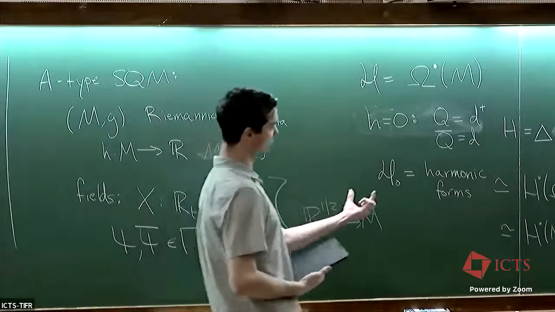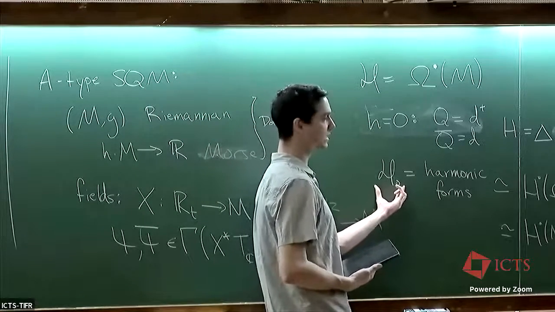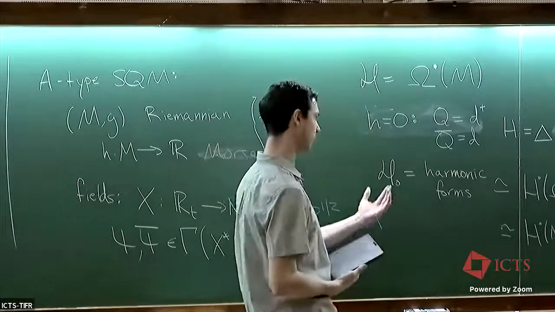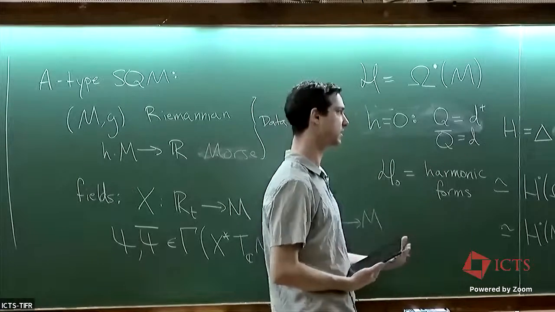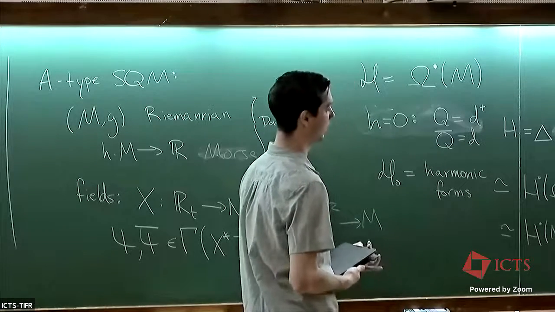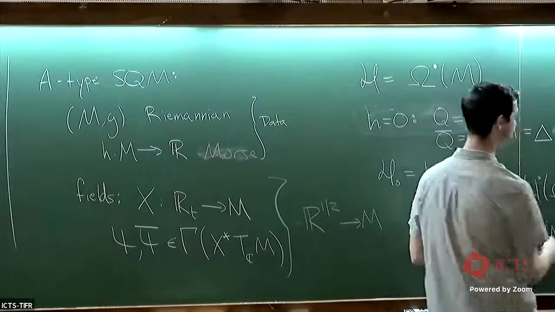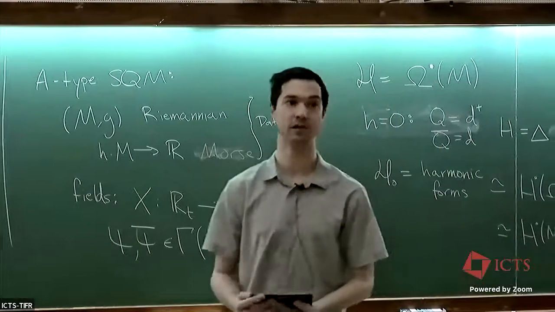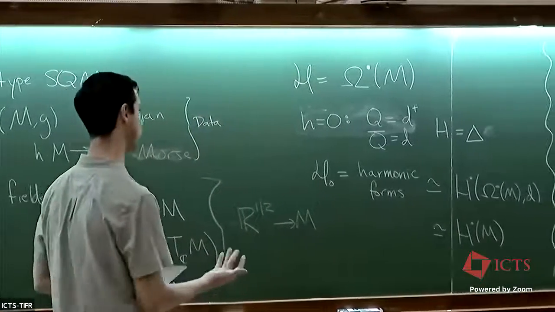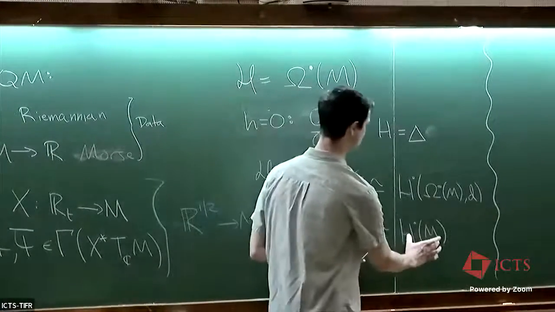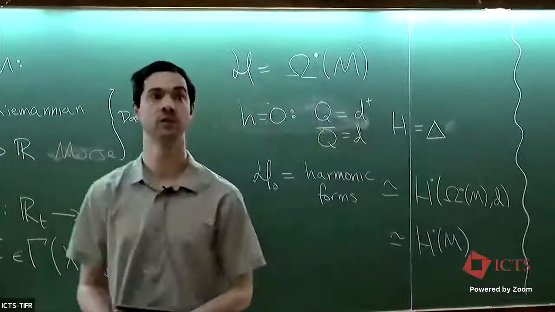The supersymmetric ground states, or the zero energy states in this Hilbert space, were then identified with harmonic forms. Those are things killed by the Laplace operator, which in turn was identified with the de Rham cohomology on our manifold, which is also equivalent to the topological cohomology of our manifold.